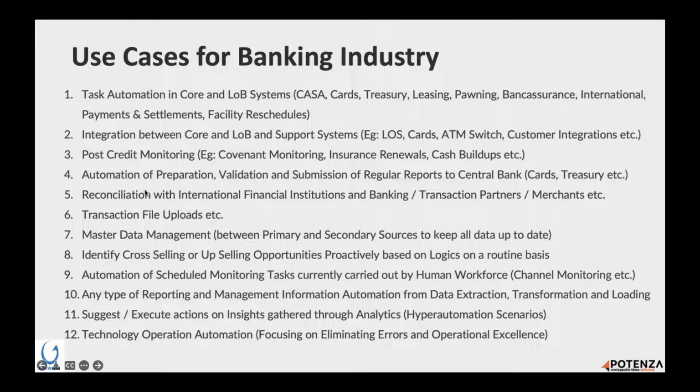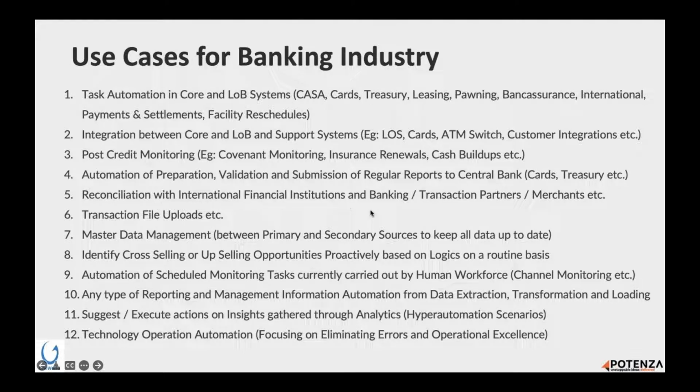Point number 4, we're talking about automation of preparation, validation, and submission of regular reports to your central bank. It could be cost related, treasury related, etc. There's so much of reports that you need to generate, and also you need to send. Without changing any of your existing systems, you actually can automate all this work, right, through RPA.